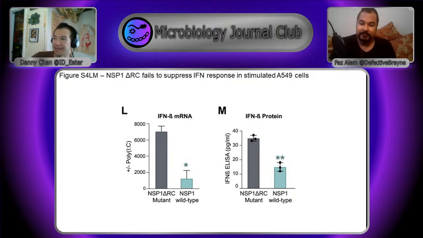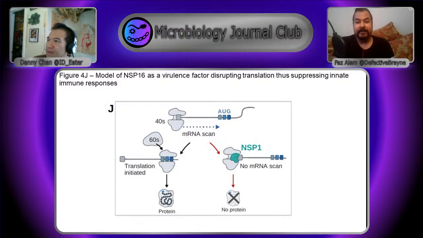Still stimulated by poly-IC, and then they even do one where something else. They measured interferon B through ELISA, and then they have measuring interferon B mRNA with plus or minus poly IC. So this brings us to the end of number two, right?